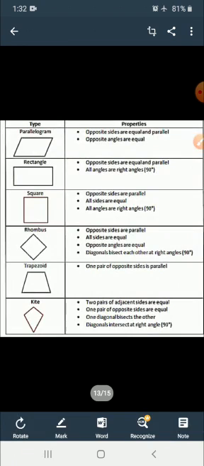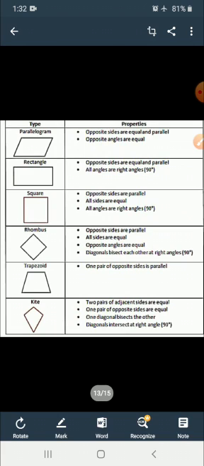These are the types of polygons and their properties. Not the types of polygons, it is the types of quadrilaterals. What is a quadrilateral? A quadrilateral is a 4-sided closed figure which is made up of only line segments. Parallelogram, rectangle, square, rhombus, trapezium and kite are examples of quadrilaterals.